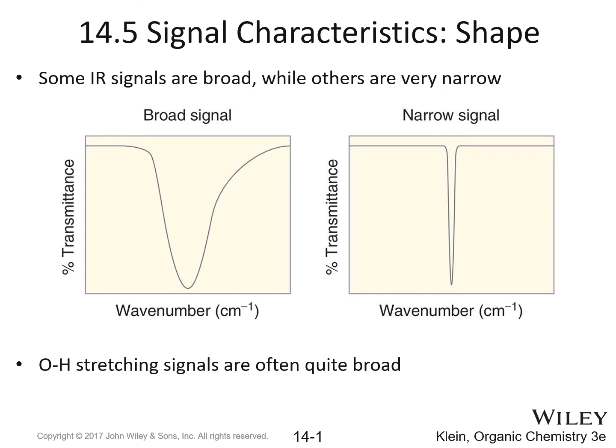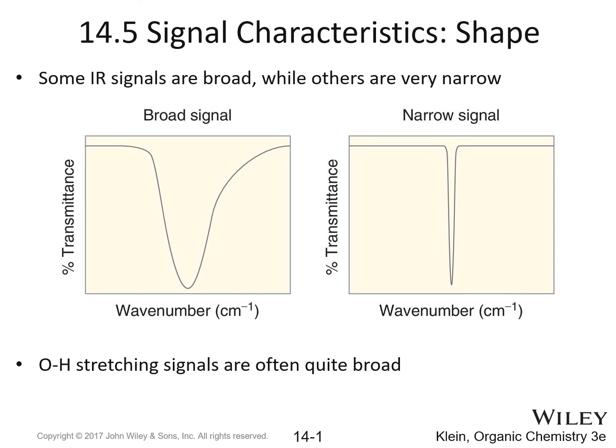Following lecture will cover sections 14.5 to 14.7. If you recall where we left off with chapter 14, we were looking at the wave number, or where on the x-axis the peak appears, and we were also looking at the intensity of the peak, which has to do with the polarity of the bond that's vibrating.